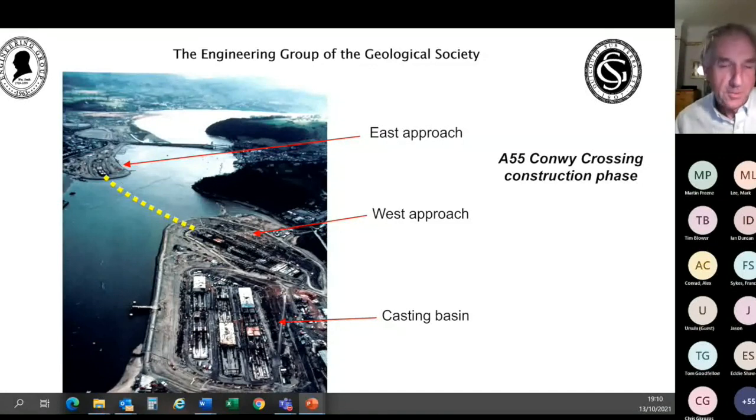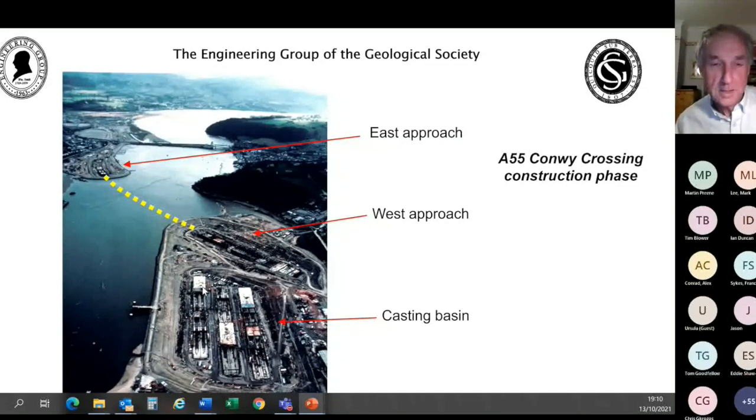And there are 3 excavations in that picture. So the one on the sort of top left, at the left-hand end of the yellow dotted line, is the eastern cut and cover approach. So that's the tunnel approach which was constructed in a cut and cover. At the other end is the western approach. And then the 3rd excavation is the casting basin. And that's where the tunnel units themselves were made.